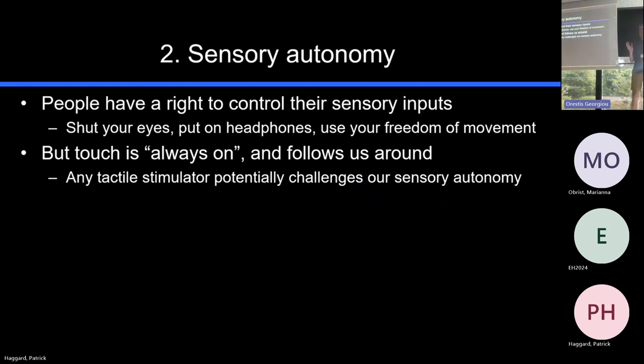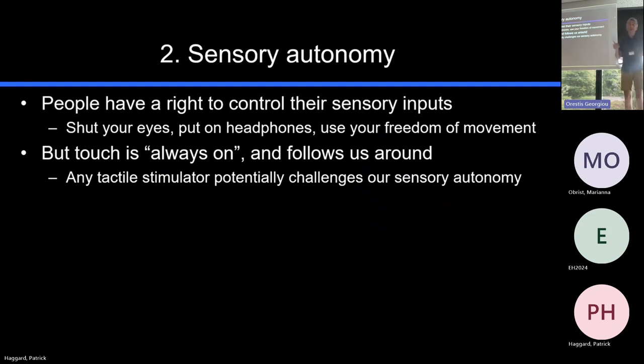Right, what is sensory autonomy? Sensory autonomy is the right to control your sensory inputs. People have a right to control their sensory inputs. I don't like horror films. I close my eyes. I have a right to do that. I don't like your music. I put plugs in my ears, or I put on my noise cancelling headphones with the music that I like.